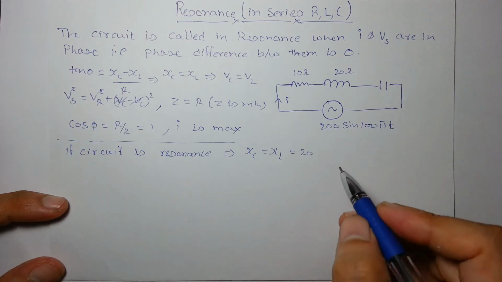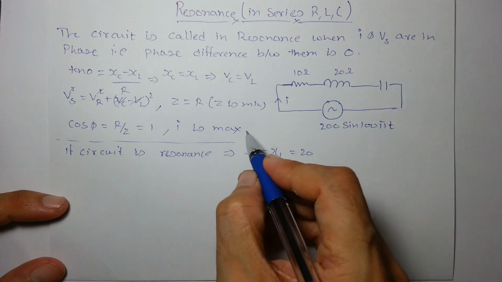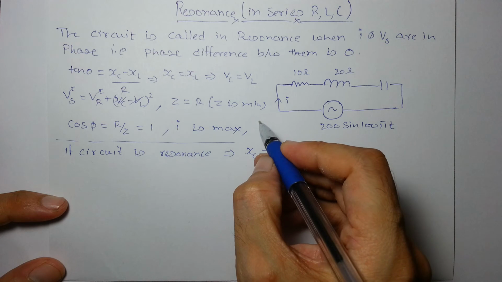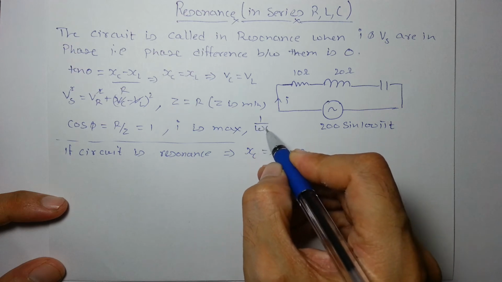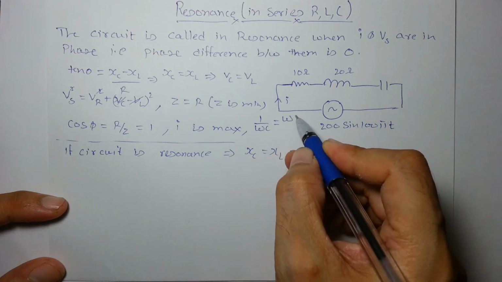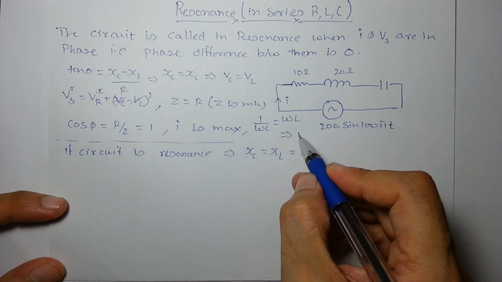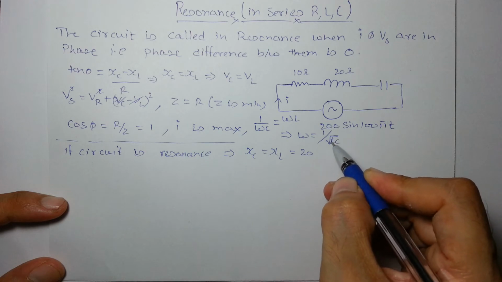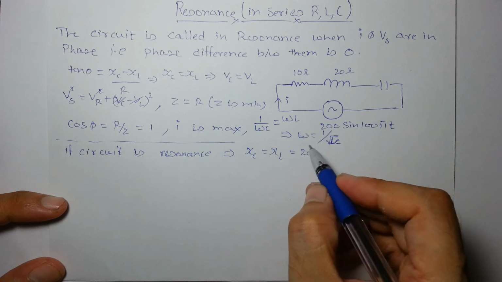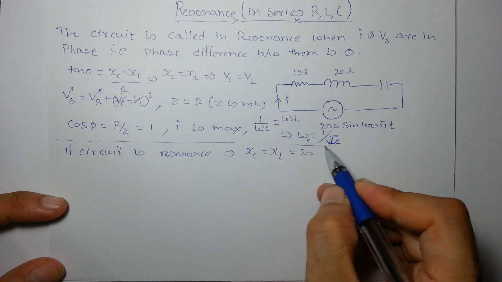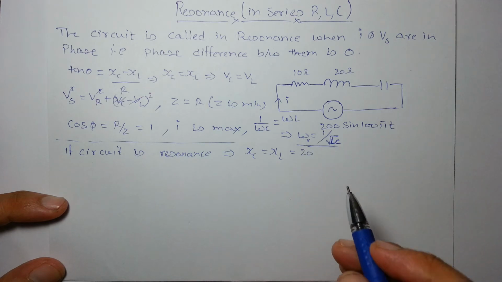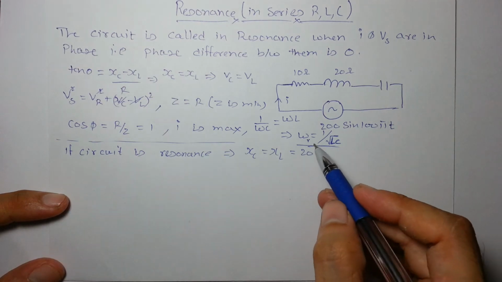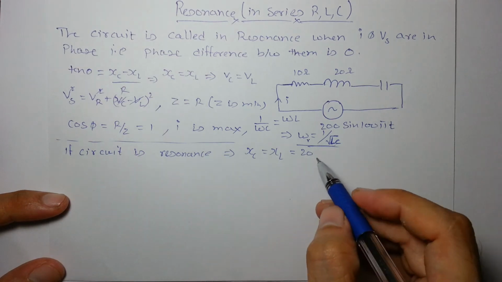One more thing we can deduce from this is, if XC is equal to XL, we can also say XC is 1 by omega C and XL is omega L. So from that we can find out omega as 1 by root of LC. This is an important relation for resonance. This is called omega R. So we can always find this omega R in terms of L and C.